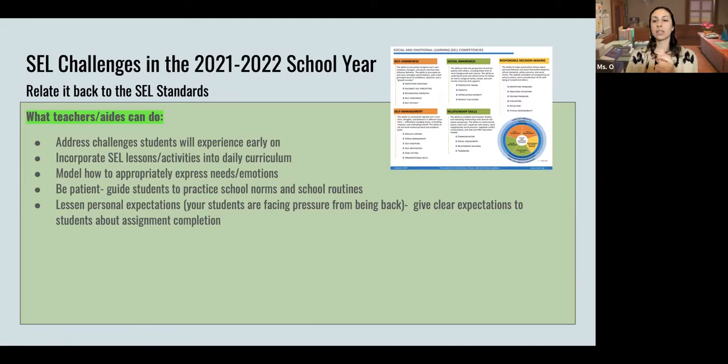So making sure that they know that they have a safe space in your classroom. You have specific expectations and you have consistency, and they're able to relax and be themselves in your classroom.